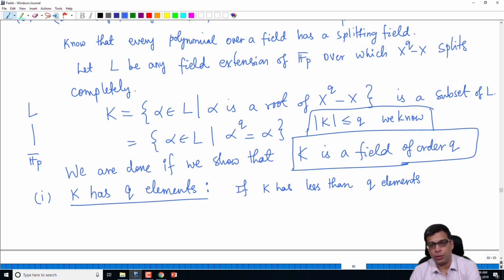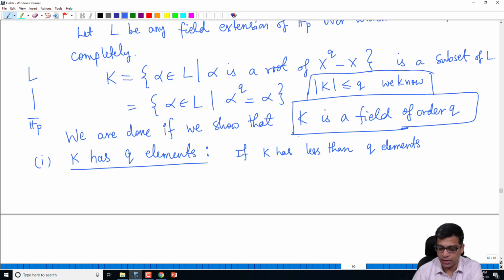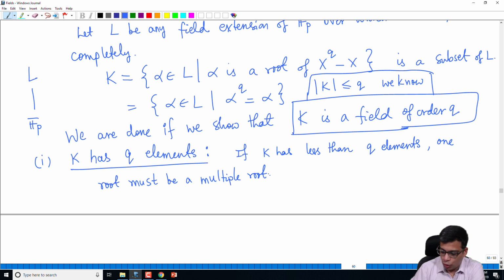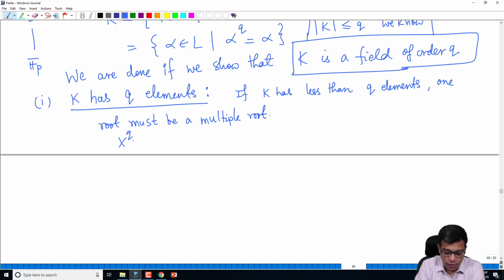If you have a polynomial over a field of degree Q, its number of roots is at most Q. And we are now trying to show that it is exactly Q. Suppose it has fewer than Q elements, then one root must be a multiple root. What I mean is, you can factor in L[x] the polynomial x^Q minus x.